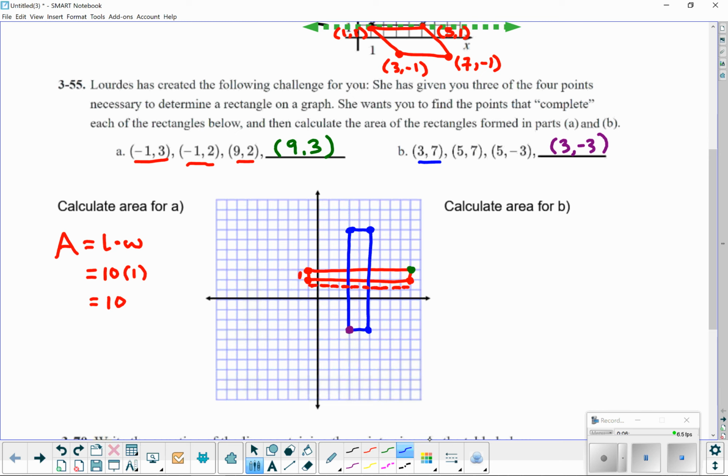Area for the second one is going to be, again, area is the length times the width. The length is going to be 1, 2, and the width is how wide apart. So 1, 2, 3, 4, 5, 6, 7, 8, 9, 10. Right? So that's going to be 2 times 10, or 20.